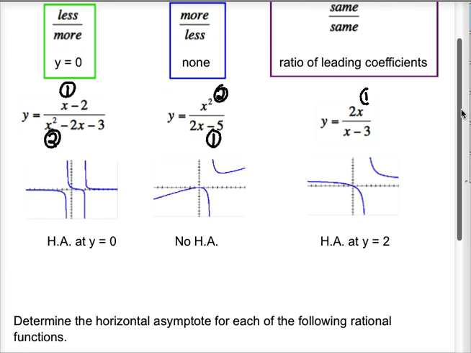Same over same. Well, here's a degree 1 over degree 1. When the degrees match, you take the ratio of their leading coefficients. So 2 divided by 1, that's going to give you a horizontal asymptote up at 2. All right, so again, I think these are easier. It's just something you have to remember those little rules to get these.